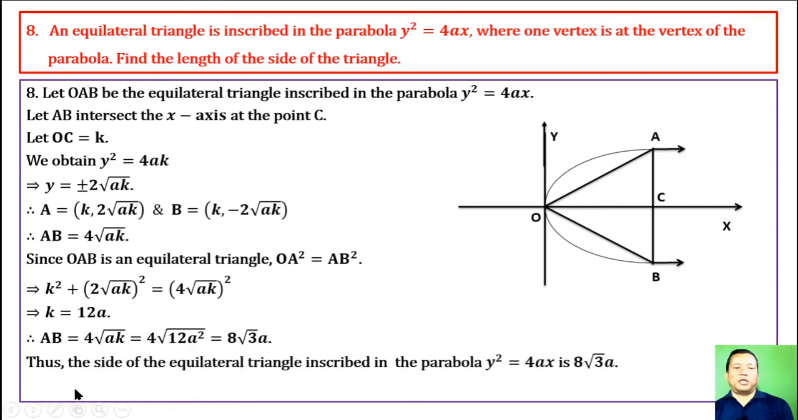Thus, the side of the equilateral triangle inscribed in the parabola y squared equal to 4ax is 8 root 3a.